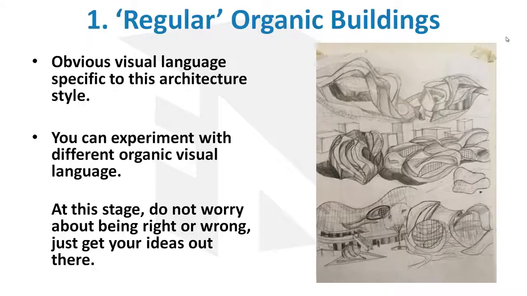So what are we going to study here today? Well, these are the 5 categories. Regular organic buildings, right? So these obviously have a visual language specific to this architecture style.